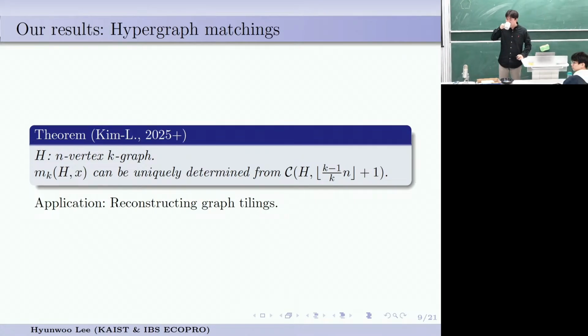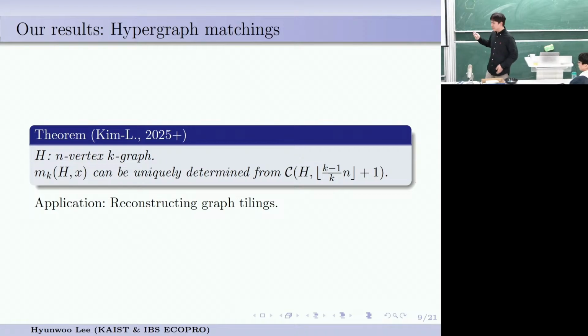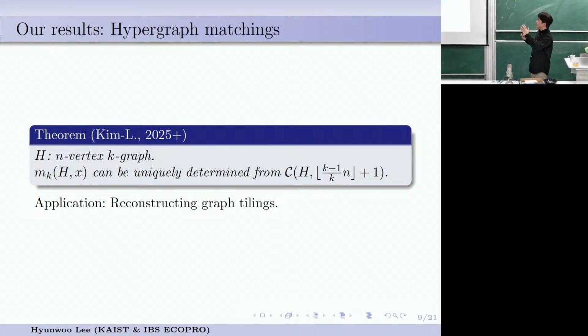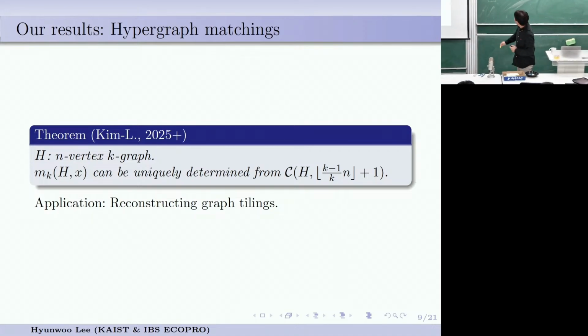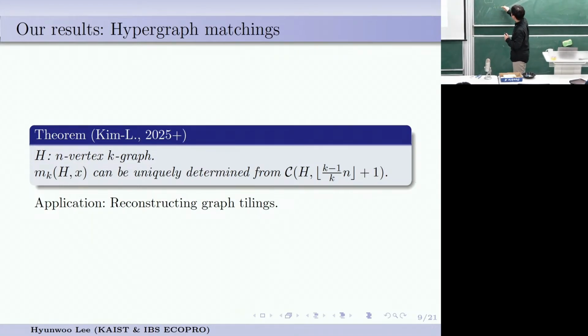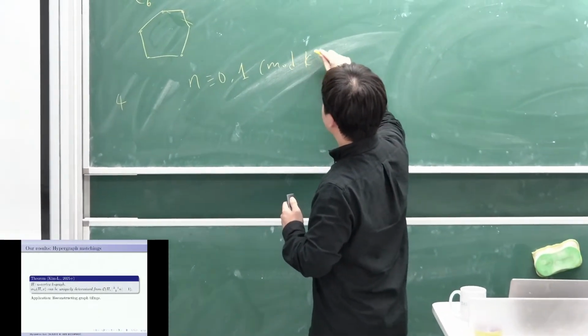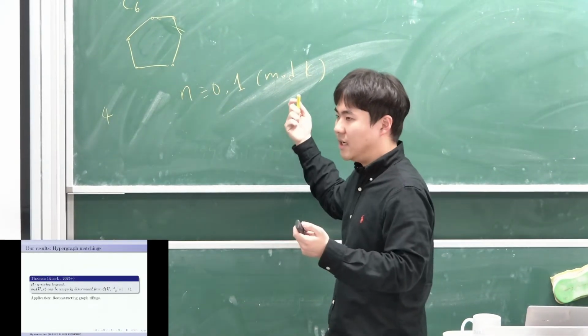Is this (k-1)/k tight? Yes, it is tight. I will show you a bit later. For all k? For all k, but for some restricted n, when n is 0 or 1 modulo k.